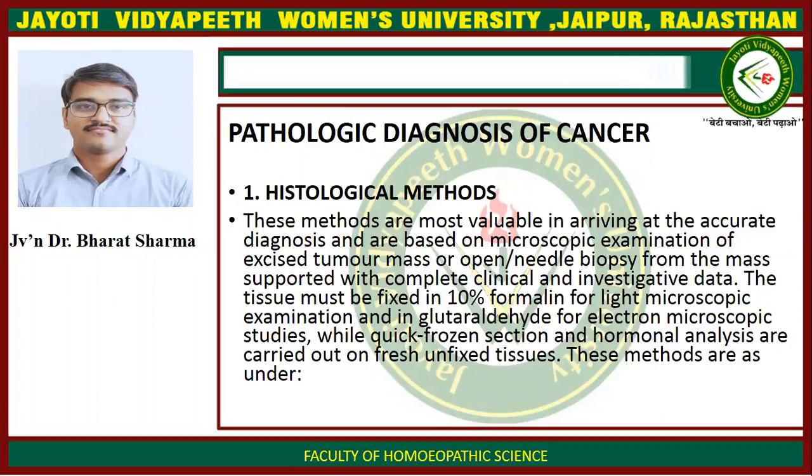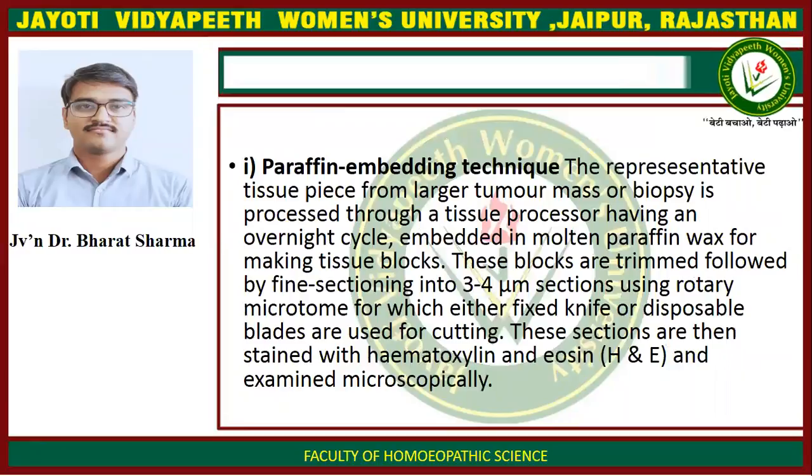Pathological diagnosis of cancer. First is the histological method. These methods are most valuable in arriving at the accurate diagnosis and are based on microscopic examination of excised tumor mass or open needle biopsy from the mass, supported with complete clinical and investigation data. The tissue must be fixed in 10% formalin for light microscopic examination and in glutaraldehyde for electron microscopic studies, while quick frozen section and hormonal analysis are carried out on fresh, unfixed tissue. These methods are as under.